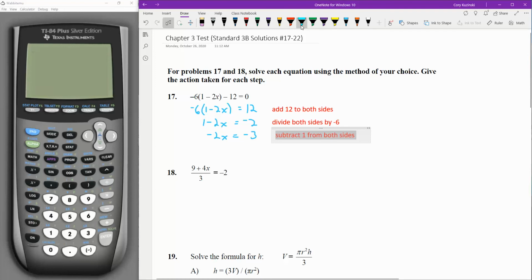And lastly, we just got to get rid of that negative 2 in front of the x. Currently, that's multiplication. To undo multiplication, we divide. So negative 3 divided by negative 2 would just be 3/2 or 1.5. So again, how did we get there? We divide both sides by negative 2.